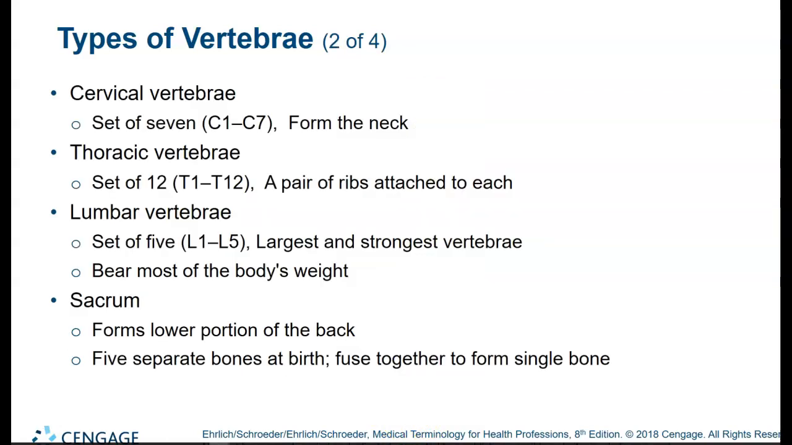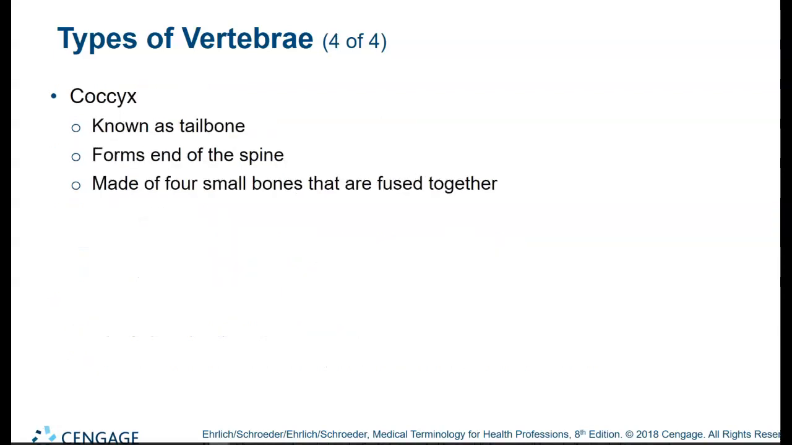The cervical vertebrae form the neck. The thoracic vertebrae, actually a pair of ribs attached to each one of those. The lumbar vertebrae are the largest and strongest, and they bear most of our body weight. And then the sacrum actually forms the lower portion of the back. They actually are 5 separate bones at birth, but as we grow, they fuse to be just one single bone. And then we have the coccyx. It's known as the tailbone. It forms the very end of the spine. And again, it's 4 small bones that fuse together.